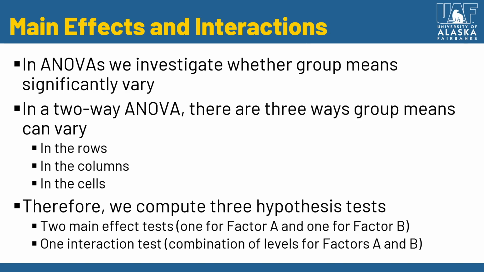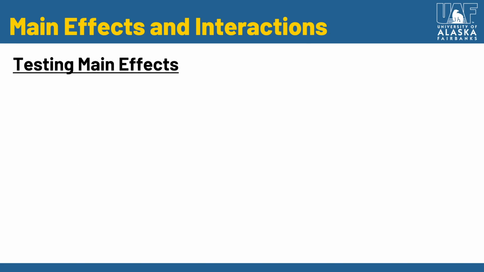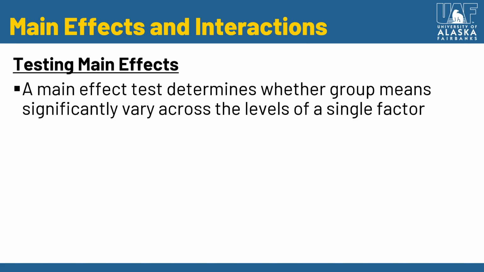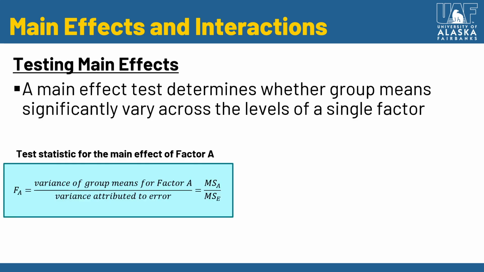So in other words, it's like we're doing one look at factor A alone, one look at factor B alone, one look at the whole picture, right? To really identify what's going on across these different possible effects. Like I said, a main effect determines whether group means significantly vary across the levels of a single factor.